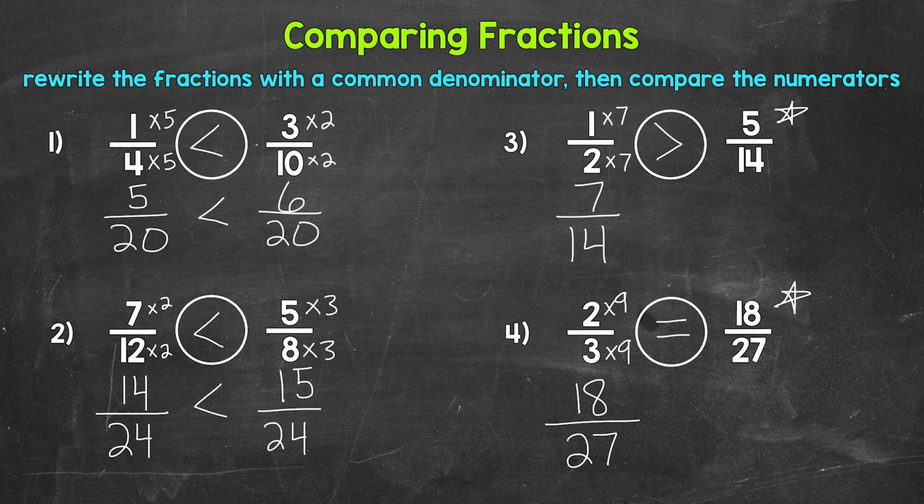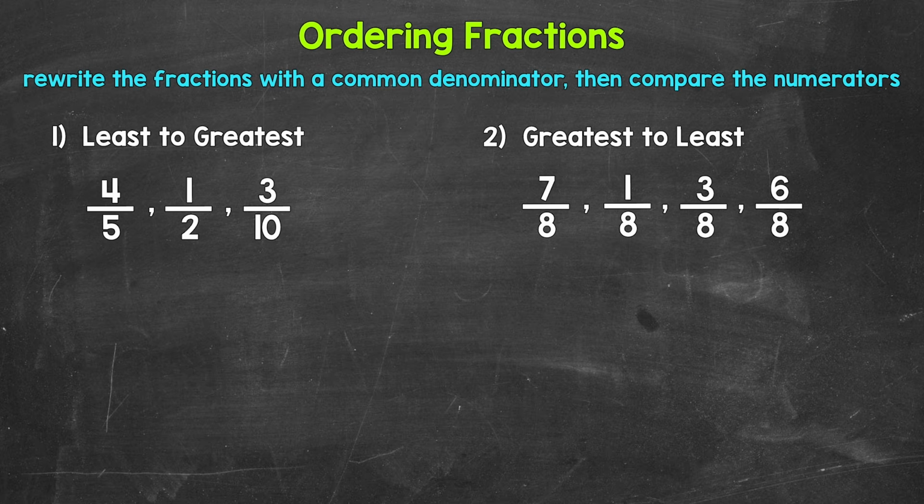Let's move on to ordering. Here's our section on ordering fractions. Let's jump into number 1, where we need to order the fractions from least to greatest. Now, ordering fractions is just like comparing fractions. We need to rewrite or rename the fractions with a common denominator. Then we compare the numerators to put them in the correct order.